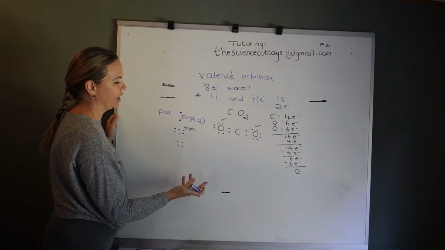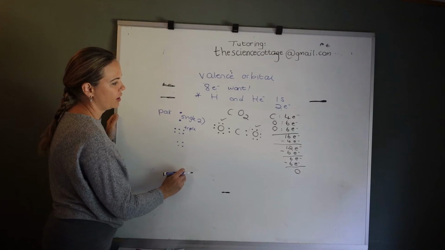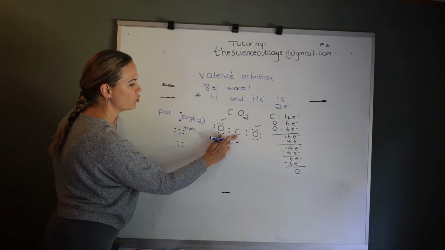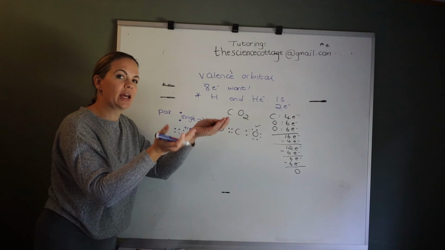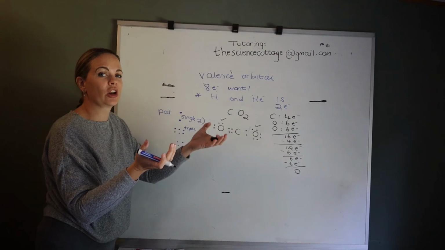Now we have to move around the electrons that are in the orbits of each oxygen and share them with carbon until carbon also has 8 electrons in its valence orbital. So we'll take those two, share them with carbon, and always try to do it as equally as possible for each atom. So the molecule is balanced. We'll take 2 more electrons, put them in there.